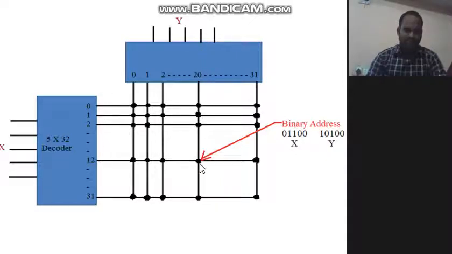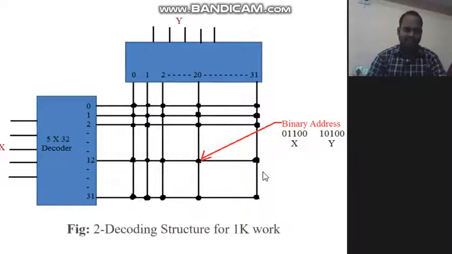This decoder output line is 20. The coincidence of this point is x-axis decoder line 12 and y-axis decoder line 20. So the x-axis represents 12, that is 0 1 1 0 0, and the y-axis represents 20, that is 1 0 1 0 0. That is the binary address of this particular location. If you identify this address, we can get the data from this point. So the x position is 01100 and the y position is 10100, and this is the address for this location.